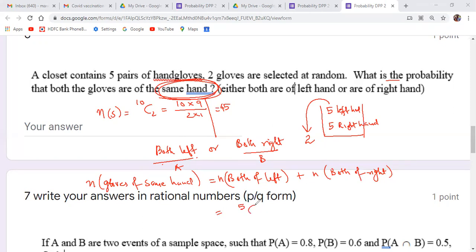So 5C2 plus 5C2, that is 10 plus 10, which is 20. So the required probability of same hand is 20 upon 45, that is 4 by 9. Kevin has given, Kushi has given, good. I hope this is clear.